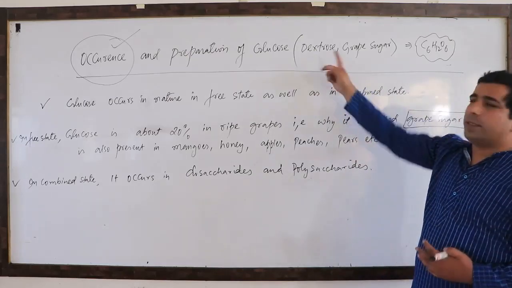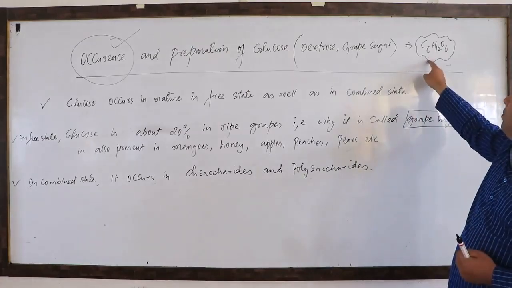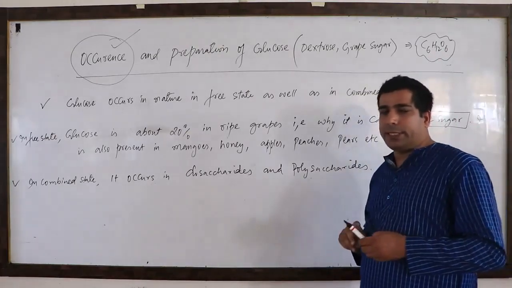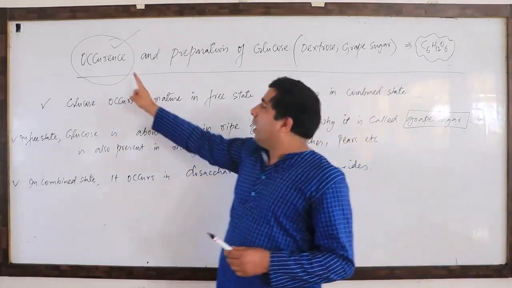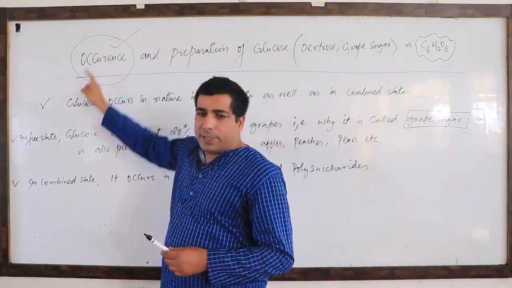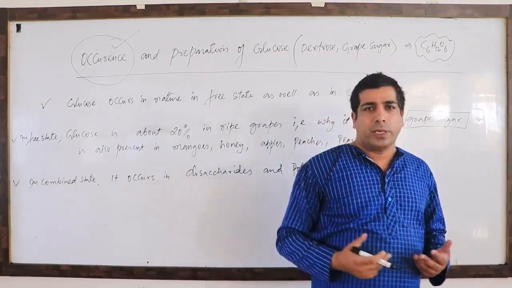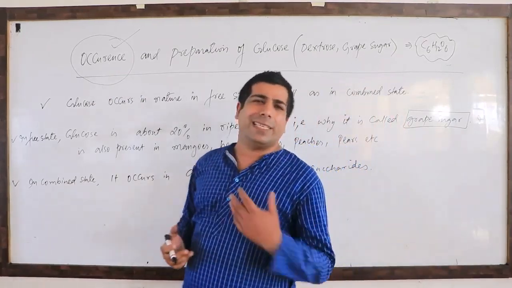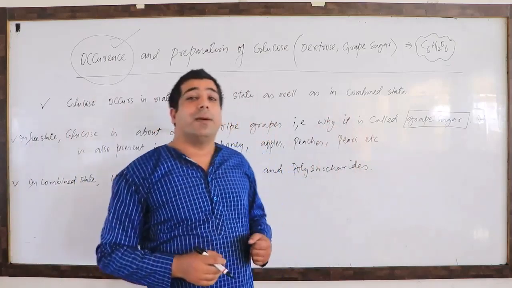It's also known as dextrose. This thing also we'll discuss. And everybody knows the molecular formula of glucose is C6H12O6. So my dear friends, let's talk about occurrence. Glucose exists in nature either in a free state, all alone, or in a combined state.